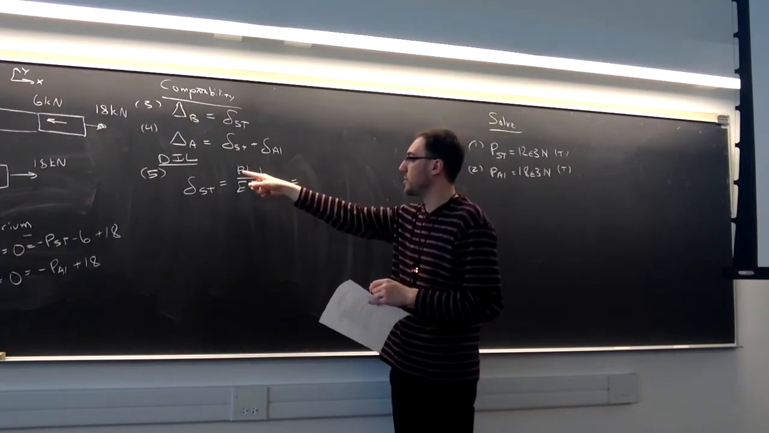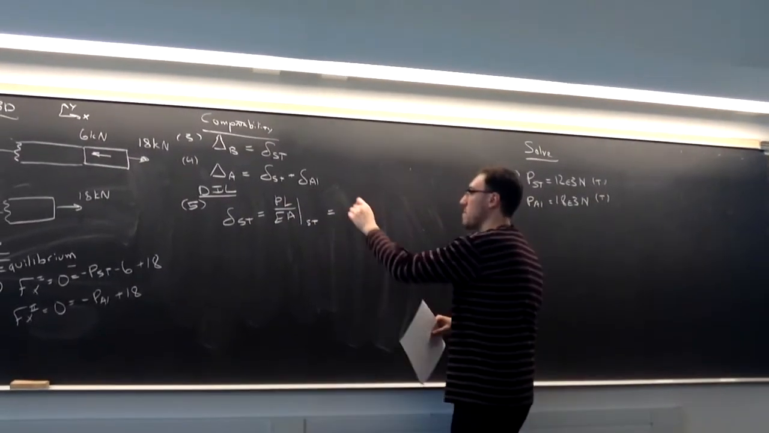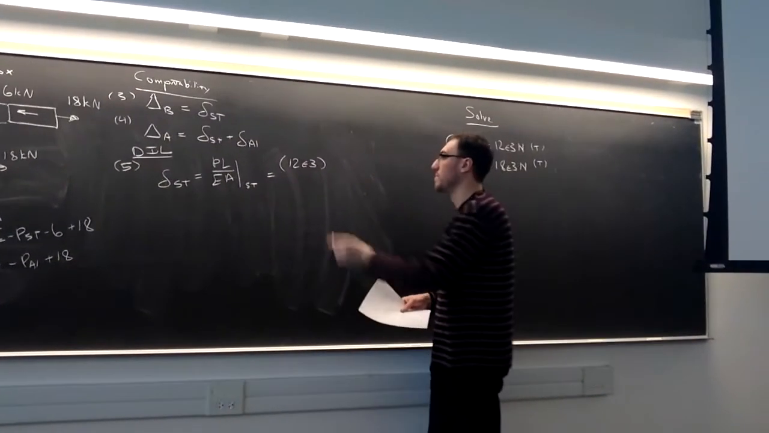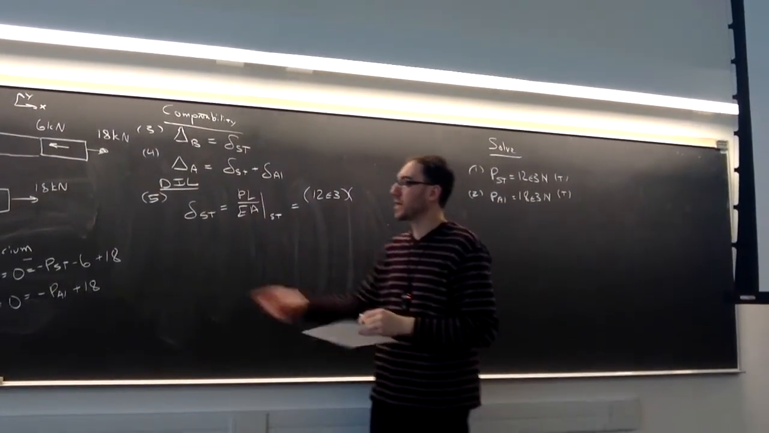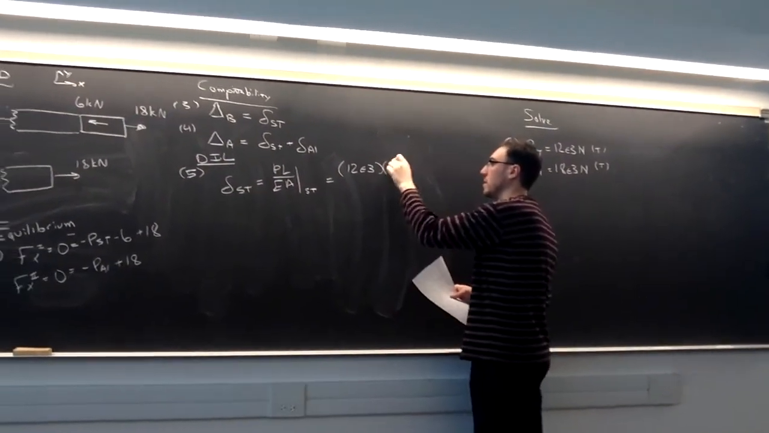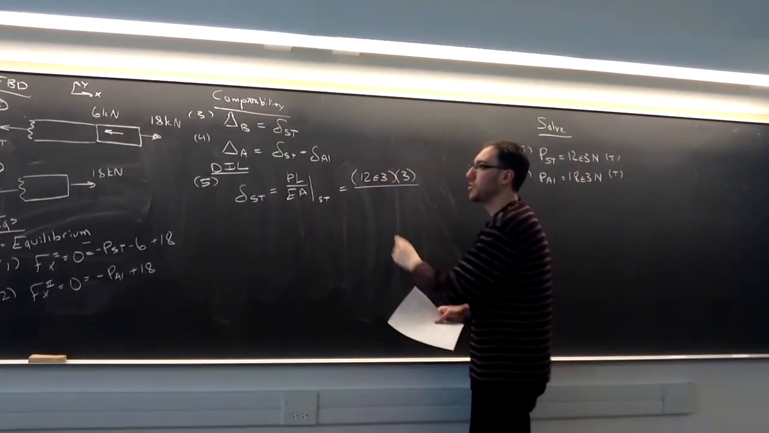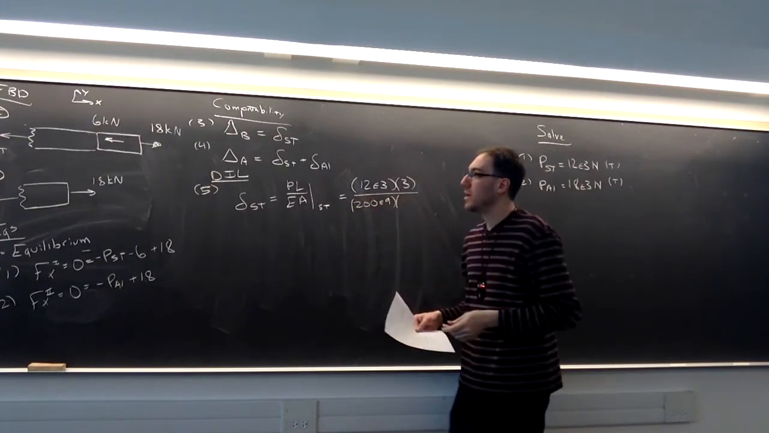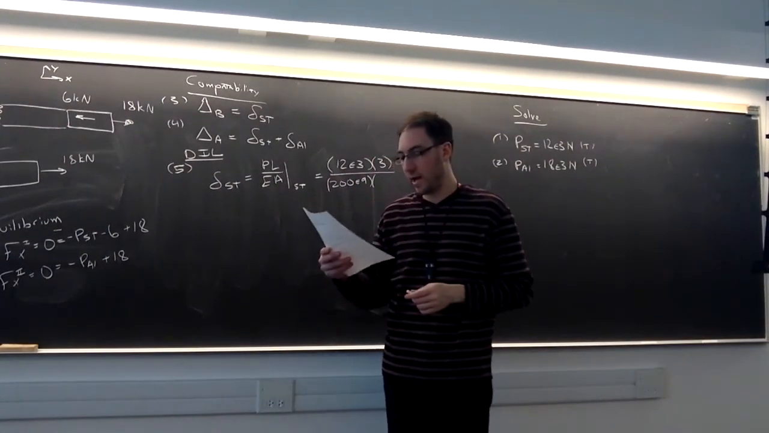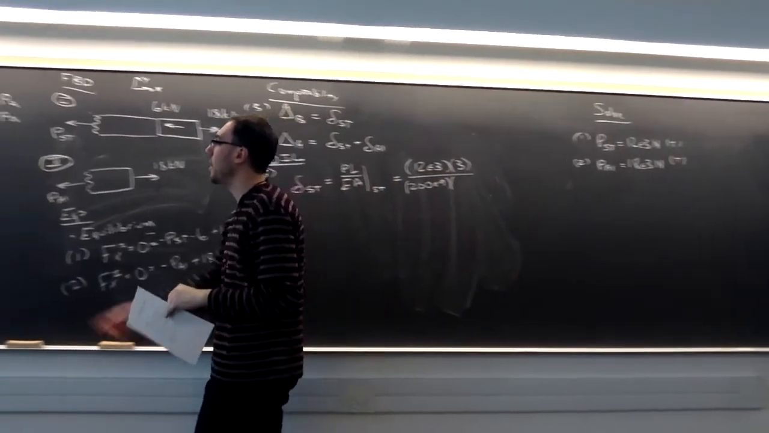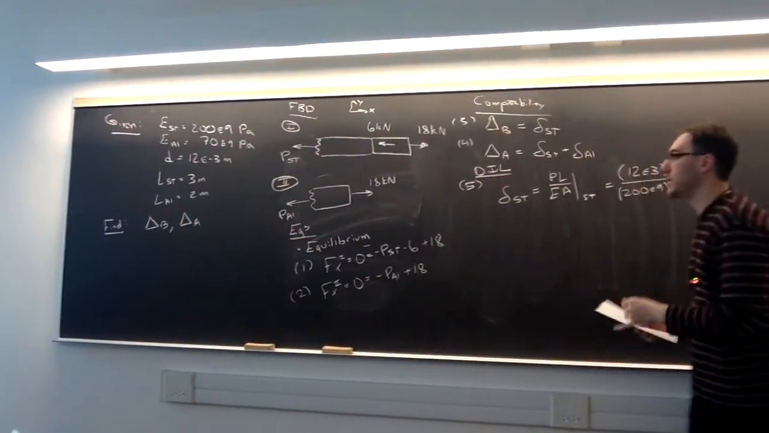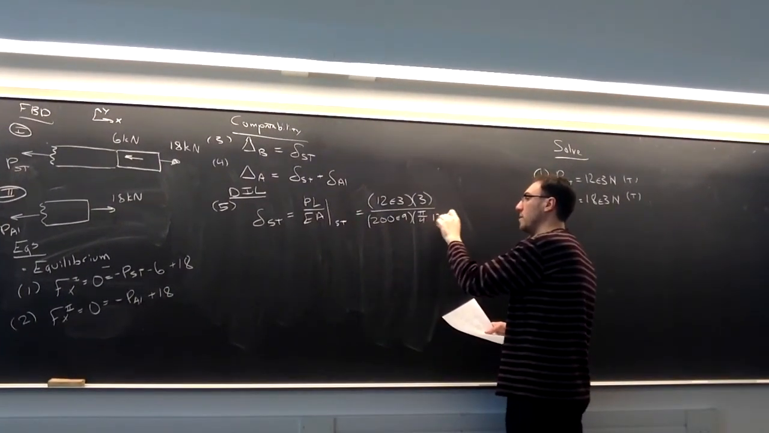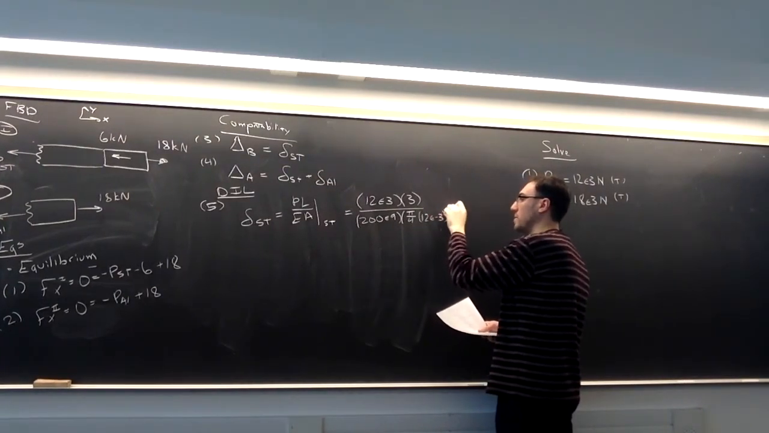So for this, we want to use P sub steel, which we actually found as a number. It was 12,000 newtons. The length of the steel is 3 meters. Young's modulus of the steel was given to us, 200 gigapascals. And the cross-sectional area of the steel we can compute because we know its diameter. And it's round, so it would be pi over 4 times 12 times 10 to the negative third squared.